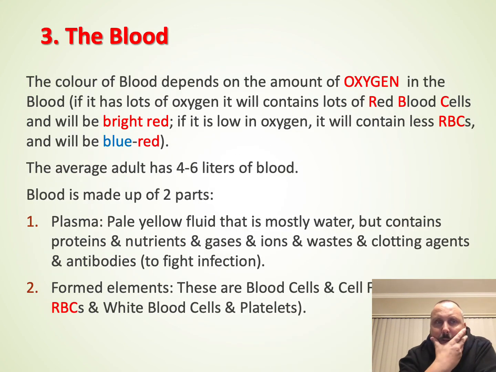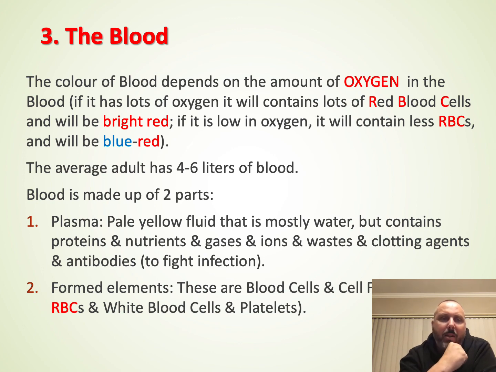Okay, the last slide on the blood. So the colour of blood depends on the amount of oxygen in the blood. If it's lots of oxygen and lots of red blood cells, it'll be bright red. If it is low in oxygen, it will contain fewer red blood cells and will be a more blue-red colour.